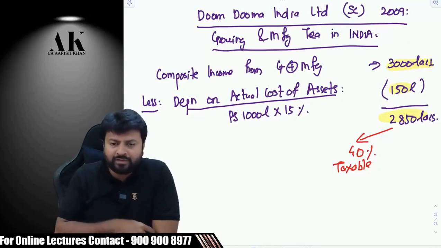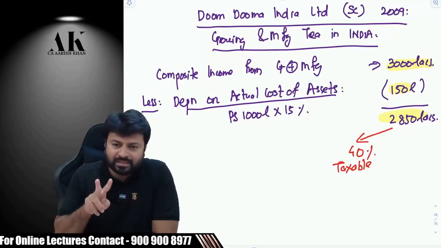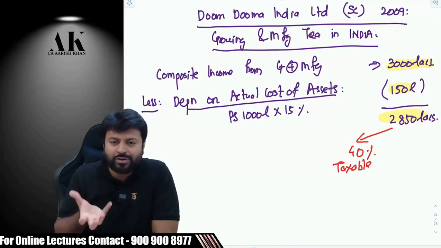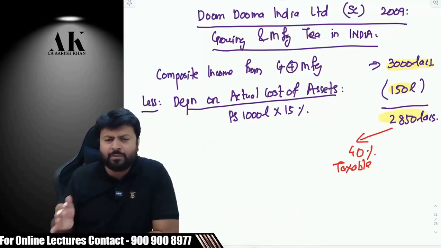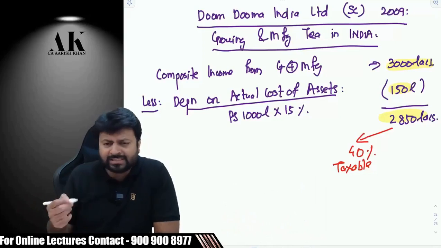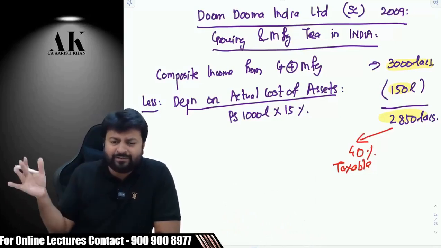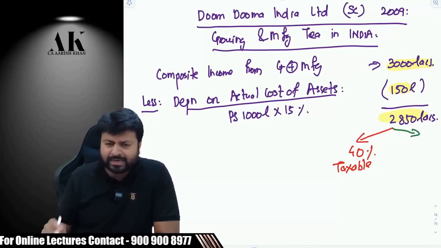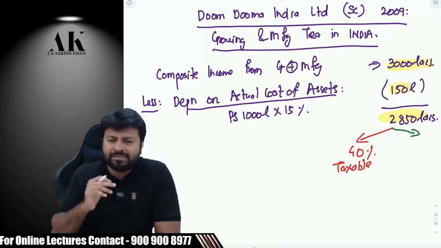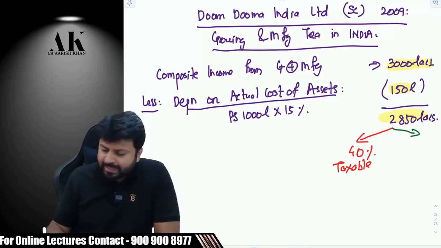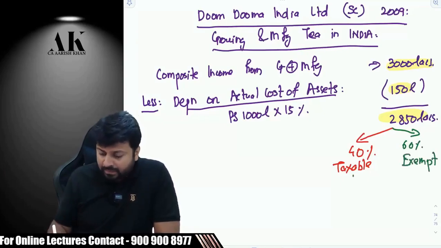Why is the government doing 40, 60? Because they know that there is a composition of both. Growing of tea is an agricultural activity, and manufacturing is a business activity. So the government has created a fictional percentage. Nobody can create an exact percentage; looking at the industry average, they would have created this percentage. And I think it is correct because it has been there for decades. If it were not correct, the government would have changed the percentage by now, right? So 40% is taxable, 60% is exempt.